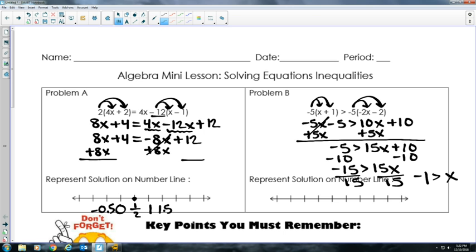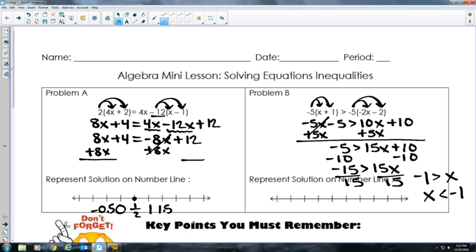You can leave it like this. If you want to switch it the other way, make sure that you're switching both the variables and your inequality sign, because right now it's saying that negative 1 is greater than x. So if you're flipping it, I still need it to say that negative 1 is greater than x, or x is less than negative 1.